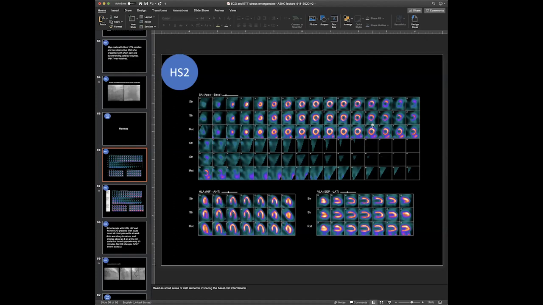Very, very good, Monica. Yes, there is a very subtle decrease in count that you can see in the basal and mid inferior lateral walls. You could see it both on the stress upright and the stress supine, and if you compare it to the rest images, it's not there. You can see it on the short axis as well as the HLA. If you follow my pointer in the inferior lateral here, here, here and here, it's reversible when you compare it to the rest imaging.